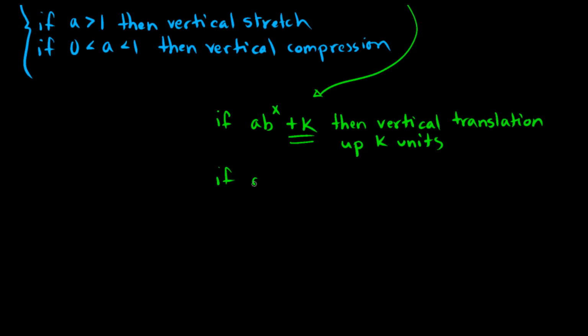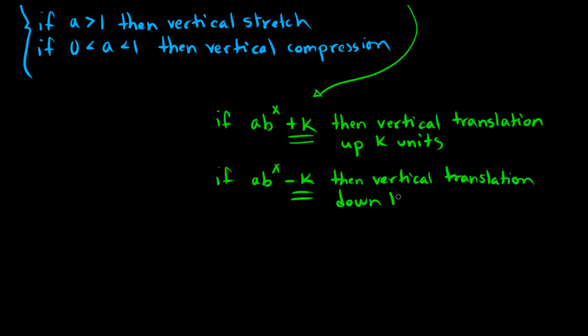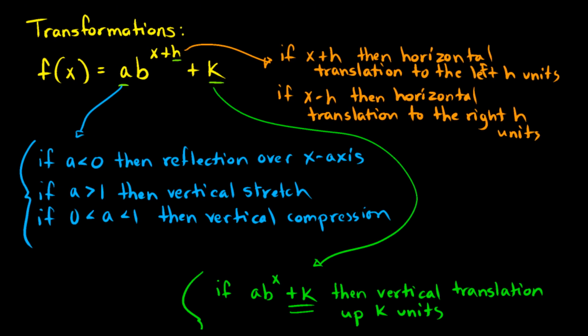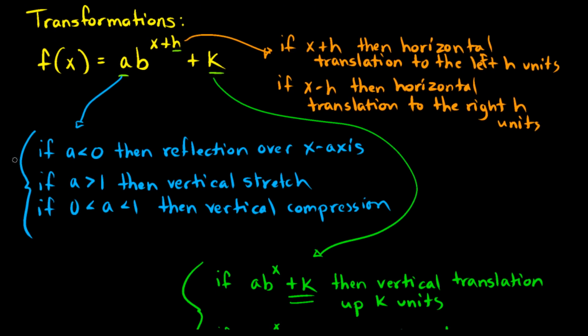So if you have minus k at the very end, then that means there's a vertical translation down k units. So that's what k tells you. This is what a told you. This is what h tells you here.